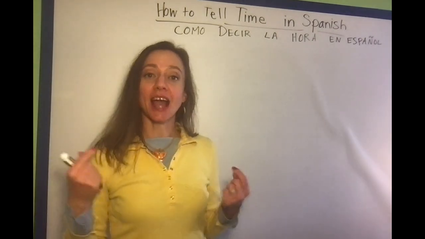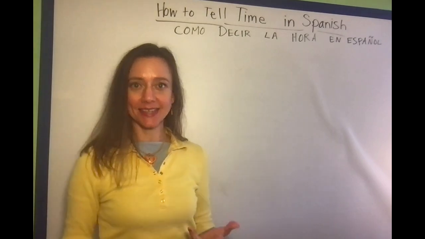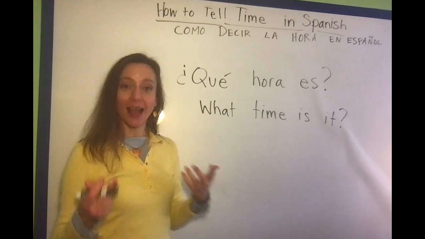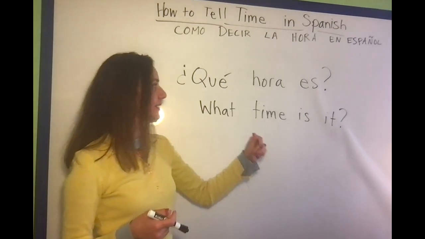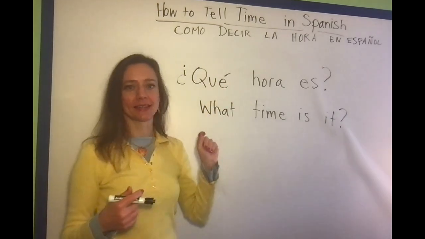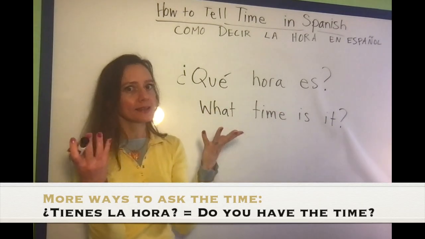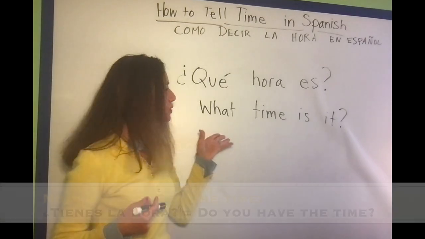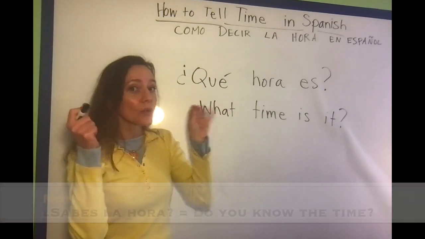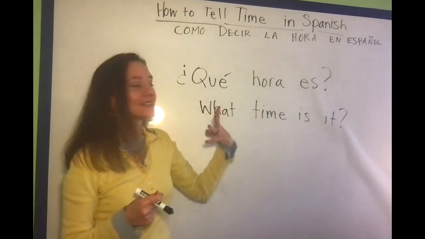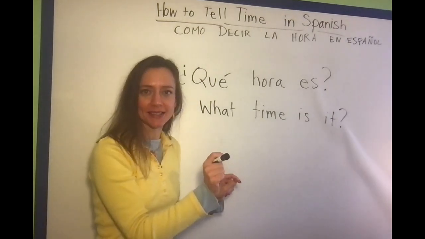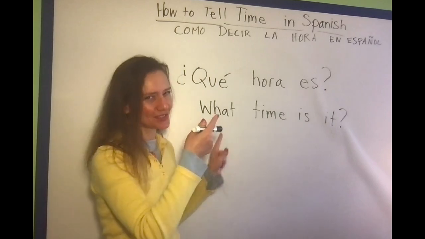So in Spanish, to ask what time is it, this is what we say. ¿Qué hora es? We're actually saying what hour is it? Because this word hora technically means hour, but in English, we don't say what hour is it, we say what time is it. So just know in your brain, ¿qué hora es? is how we would say what time is it, but what you're actually asking is what hour is it? Why do we care? This is why.